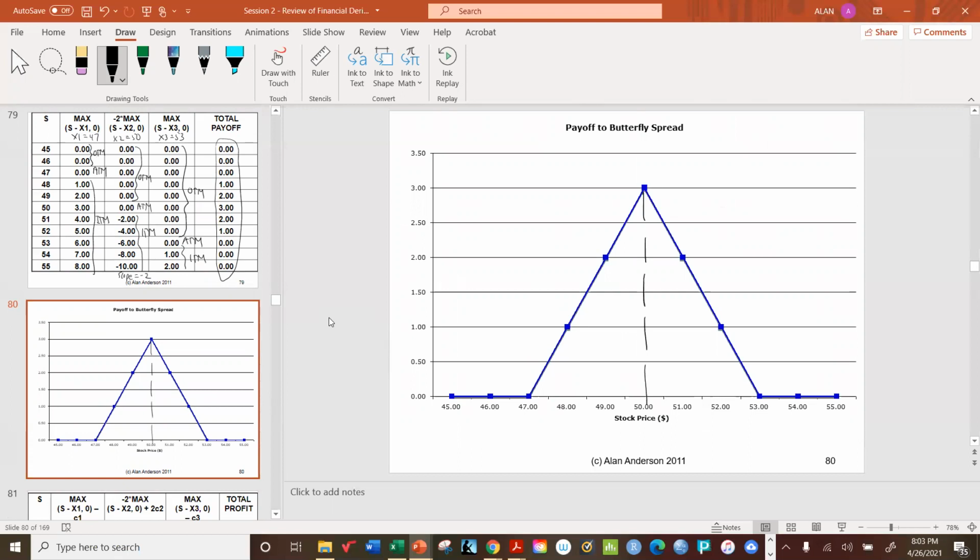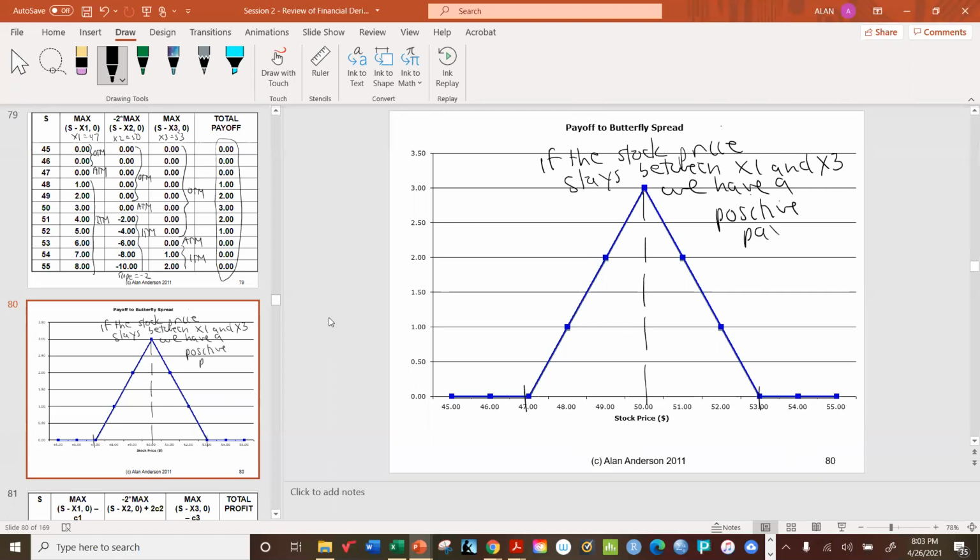That's our 50 strike. This is our 53 strike. This is our 47 strike. So what's happening here is that if the stock price stays between what we were calling X1 and X3, which is of course $47 and $53, we have a positive payoff. Otherwise, we have a zero payoff.